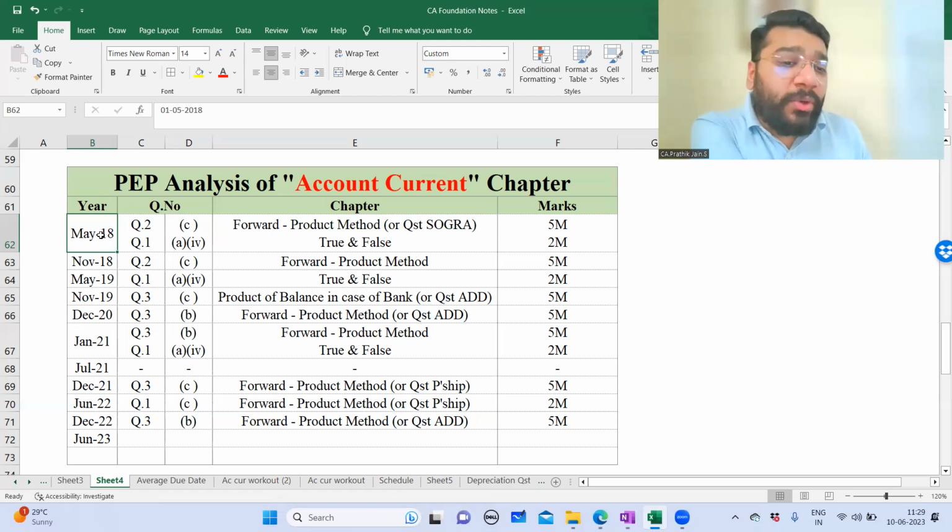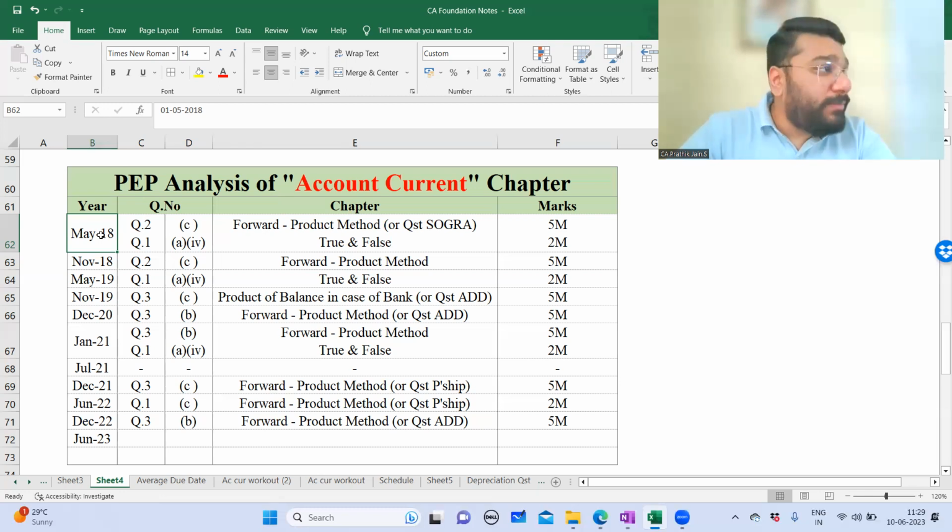December 20 attempt, also question 3B, they asked it as an OR question. This was an account current question versus an average due date question. You had to pick any one and write for 5 marks. Jan 21, we got 2 questions. One 5-mark question, another 2-mark question as true and false. July 21 attempt, unluckily, no question from this segment. Why unluckily? Because it is such an easy chapter. If a question comes from this segment, 5 marks is halwa for us.